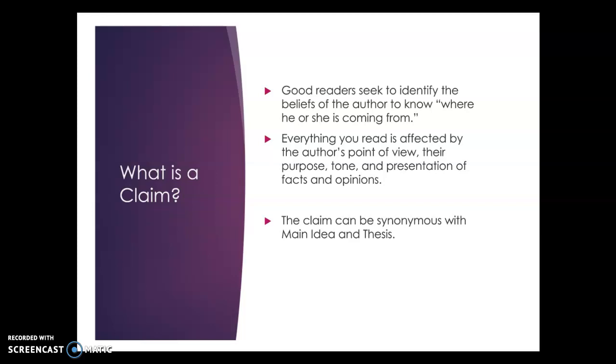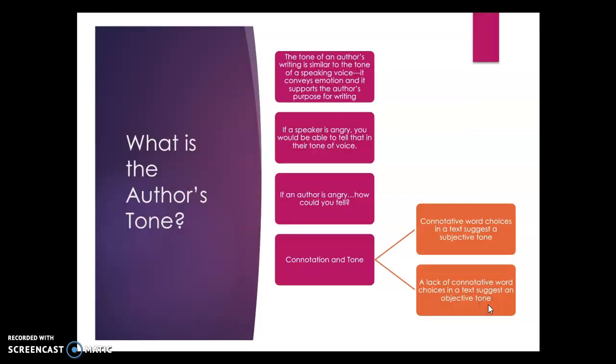And so good readers want to know where their author is coming from, right? And so when you think of the claim, it's important to know what overall point a writer is trying to make. And that is the claim. It is the main idea. It is the thesis. All right, next we're going to talk about tone.